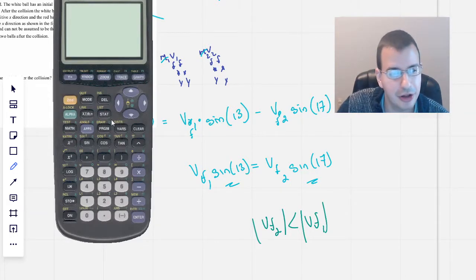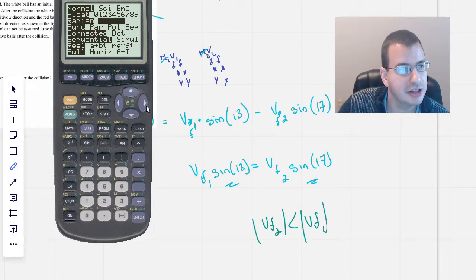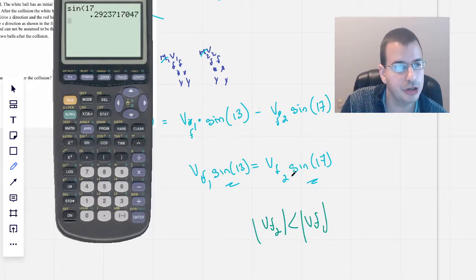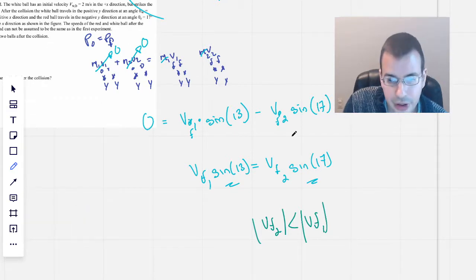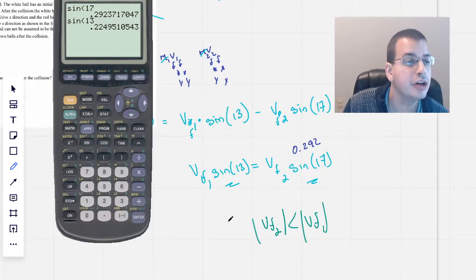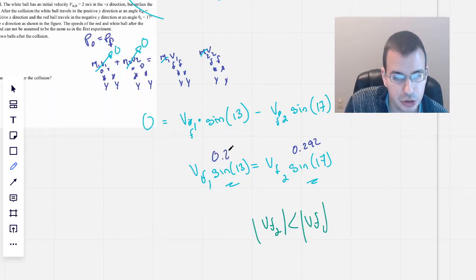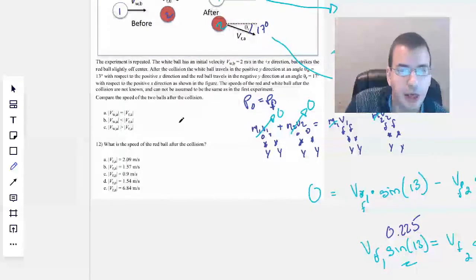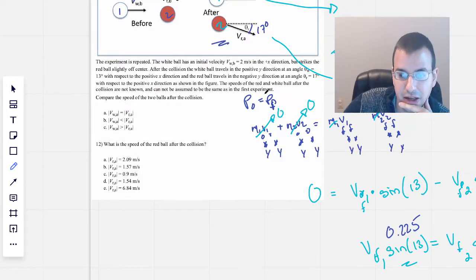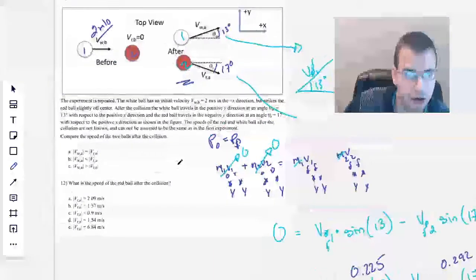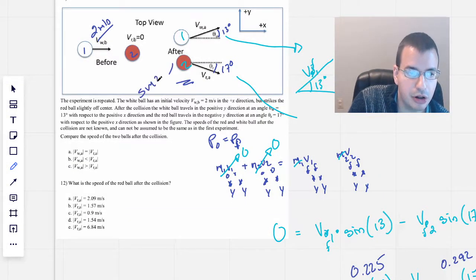I'm totally 100% sure that the sine of 17 is bigger. 0.292. Now I'll do it of 13. Sine of 13 is 0.225. Okay, so the second one, VF2, has to be bigger than... Is that true? Smaller. VF2 has to be smaller. Okay, so this one, small, big.